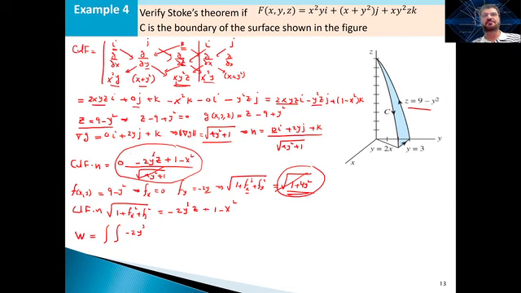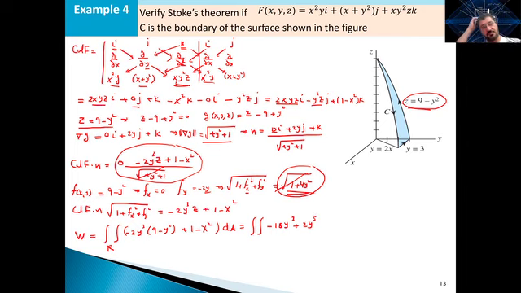By the way, what's z? Z in the question is 9 minus y squared. So 9 minus y squared plus 1 minus x squared, all of this dA over r, which can be simplified. If I multiply here, you get minus 18y cubed plus 2y to the 5 plus 1 minus x squared dA over r.